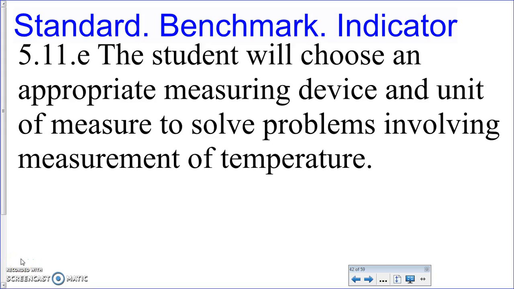Today we will be working with measuring temperature. Please copy down the standard benchmark indicator on a clean page in your math notebook. The student will choose an appropriate measuring device and unit of measure to solve problems involving measurement of temperature.